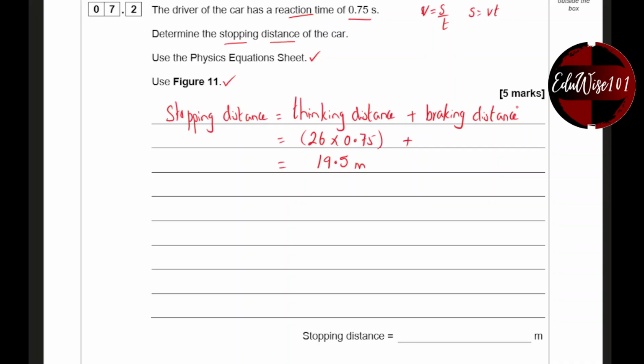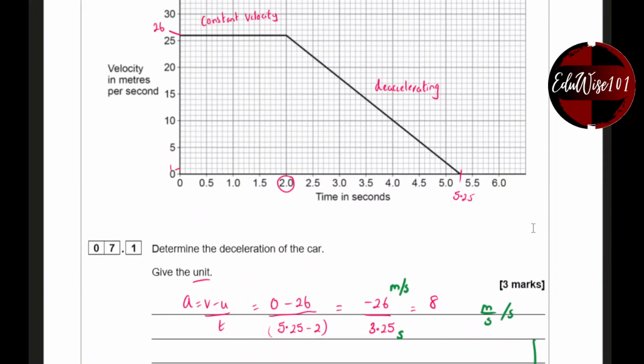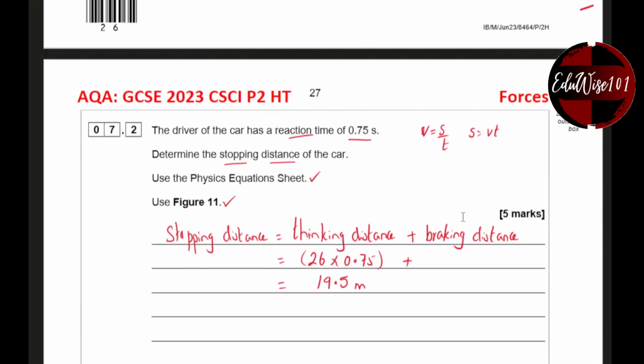Now, the braking distance comes from the graph. How do we find the braking distance from the graph? The braking distance from the graph would be the area under the graph. So from there to there, this area under the graph. Because it's a triangle, the area of a triangle is half times the length times the height. The height is 26 and the width is 3.25.